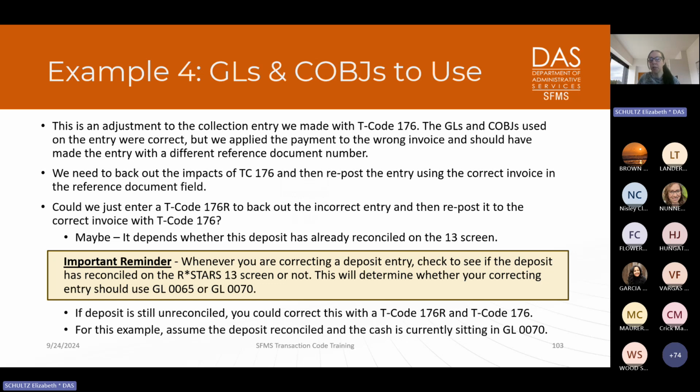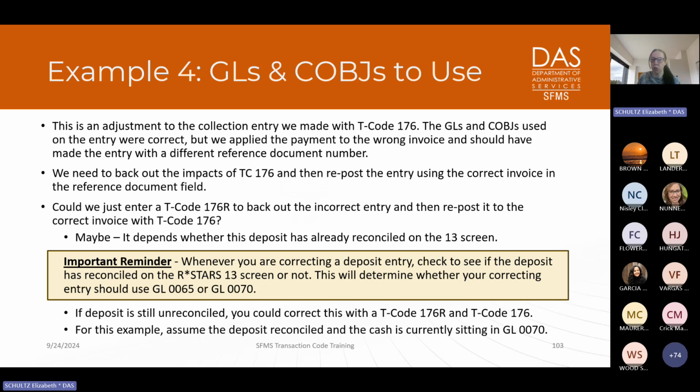So this is an adjustment to the collection entry we just made with T-code 176. Looking at our explanation of the example, the GLs and the comp objects on the entry were correct. We looked at both invoices. They have the same coding for this example. The only problem is we applied the payment to the wrong invoice. We should have made the entry with a different reference document number if we had all that information. So we need to back out the impacts of our T-code 176 entry and repost it with the correct invoice.